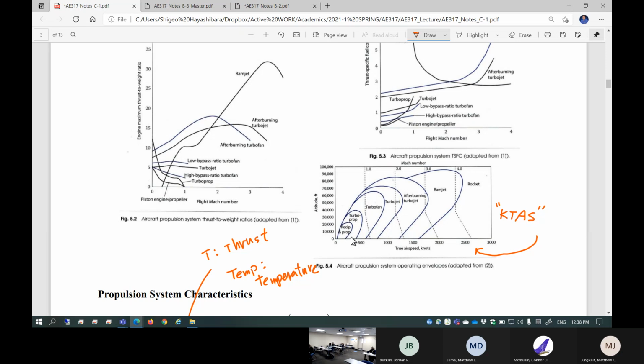This is altitude. So this is the flight envelope for each different type of engine. Which engine is suitable for a true airspeed range and also altitude range? If you are designing for high speed and high altitude, your choice seems to be kind of limited, either rocket or ramjet. If you want to fly mainly low speed but high altitude, one choice could be turbofan, turboprop or piston prop. So depending on your range of altitude and true airspeed, you can pick your propulsion system. This is called the propulsion system flight envelope, or operating envelope.